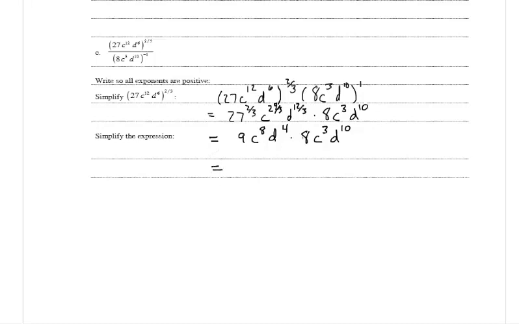So I have 9 times 8, which is 72. C to the 8th power times c cubed is c to the 11th. D to the 4th times d to the 10th is d to the 14th. And that's all for this video on simplifying variable expressions containing rational exponents.